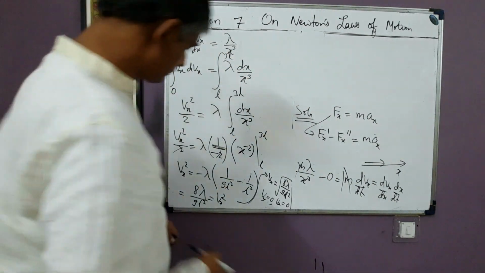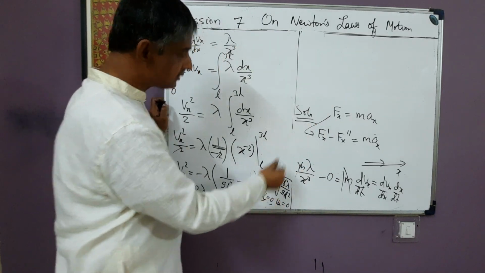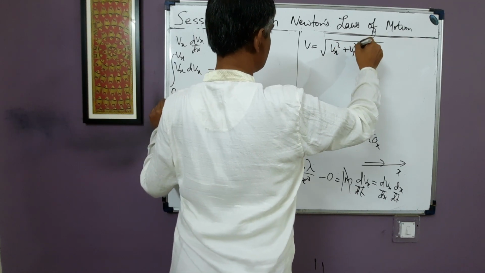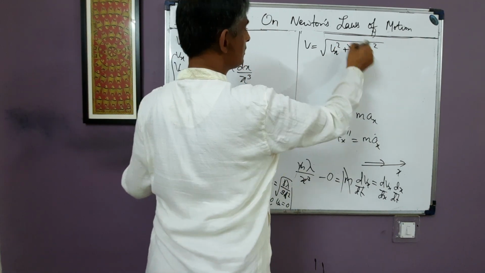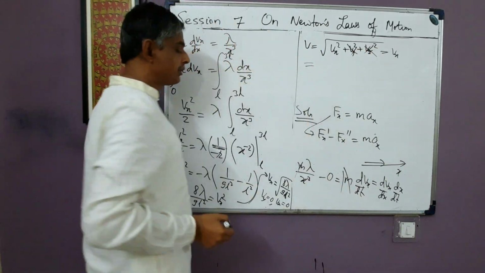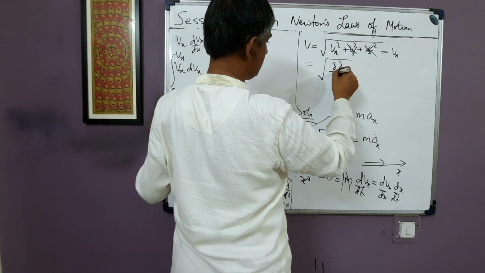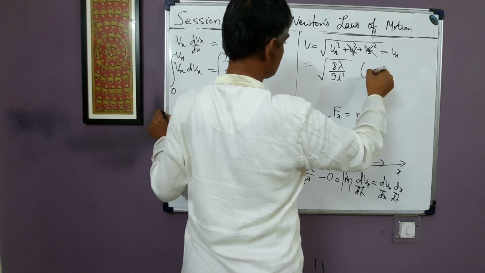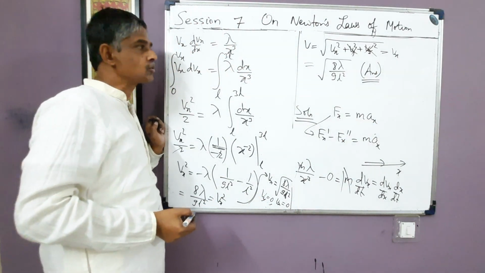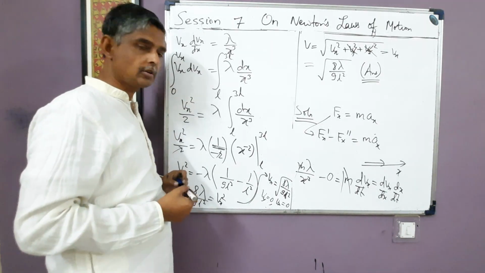So Vy and Vz are always 0. Vx is this. Speed V is simply root under Vx square plus Vy square plus Vz square. This is 0, this is also 0. Only root Vx square remains, that is Vx. So speed V of the point at that instant becomes root under 8 lambda by 9L square. This is therefore the required answer. Okay. So V becomes root under 8 lambda by 9L square. This is the required value of V. Alright, fine.